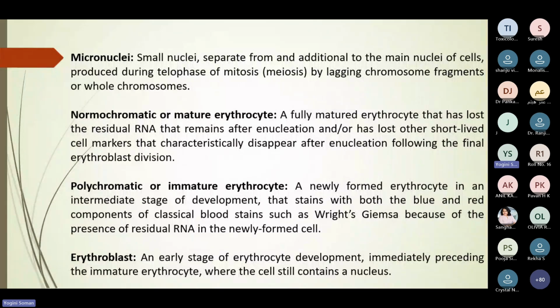Those are formed in the intermediate stage of development and stain with both blue and red components of classical blood stains. Then the third part is the erythroblast. Erythroblast means an early stage of erythrocyte development immediately preceding the immature erythrocytes, where the cell still contains a nucleus.